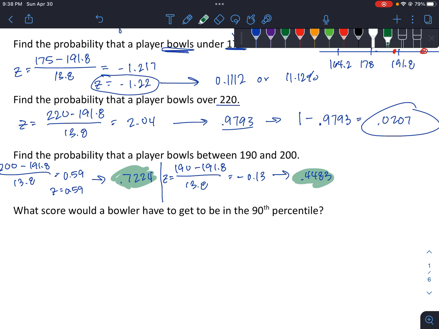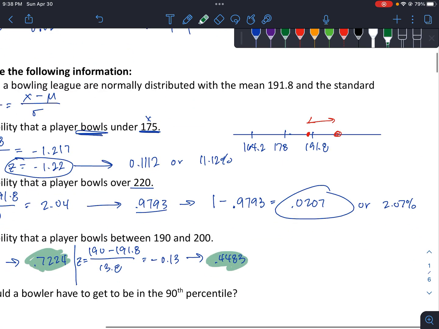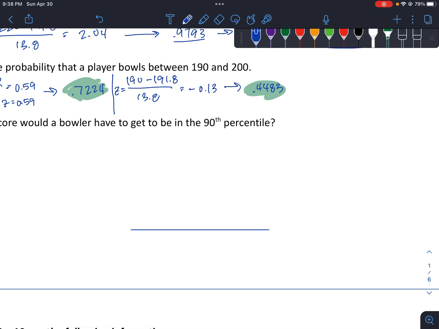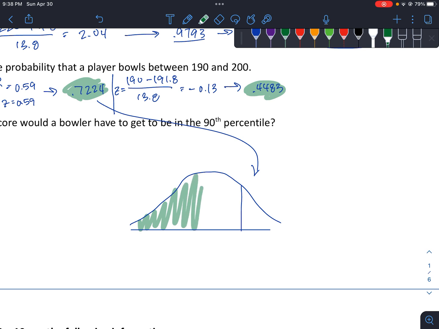The reason why I want both areas is because, if you imagine it like this, let me draw a quick sketch right here. We have this z-score over here, and the area to the left of that z-score is 72% of the area of the curve. Then we had another score right here, and the area to the left of that was 0.44.